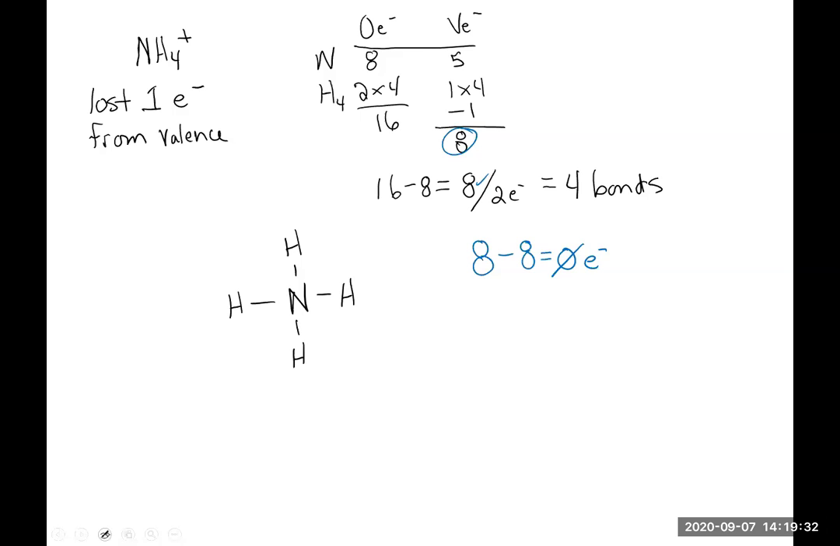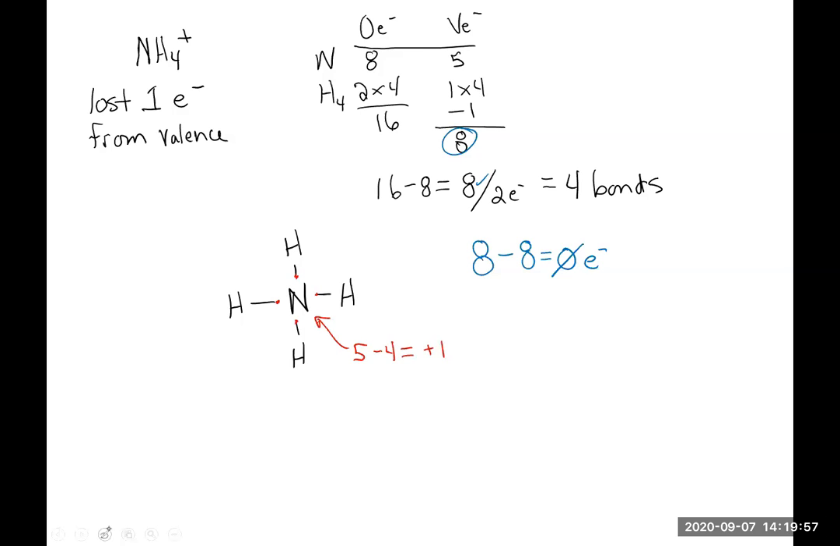And now we want to calculate the formal charge. So the formal charge on the nitrogen has a valence of 5 because it's in group, column, or family 5A. And in direct contact with nitrogen, there are 4 electrons. So that gives us a +1.